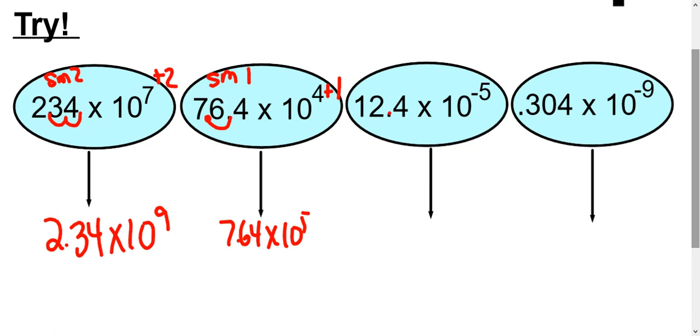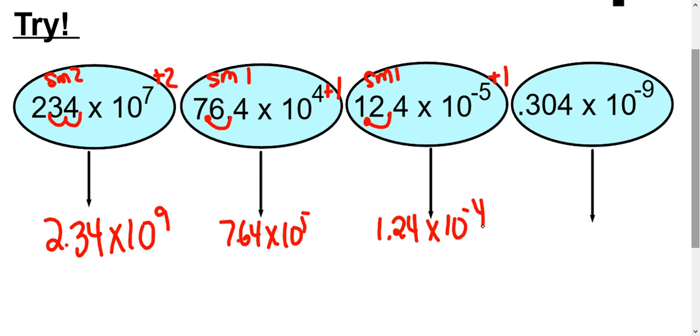Just remember, if you're doing it by hand, take it slow. You're making this smaller by 1. You have to make this larger by 1. So it becomes 1.24 times 10, and then negative 5 plus 1 is negative 4. Don't forget that. But you can just use your calculator if you don't know what you're doing.